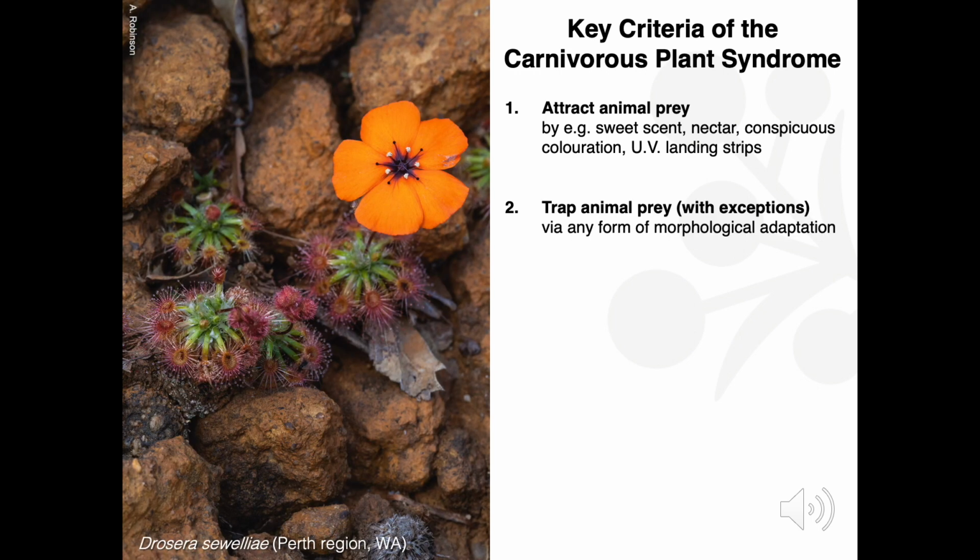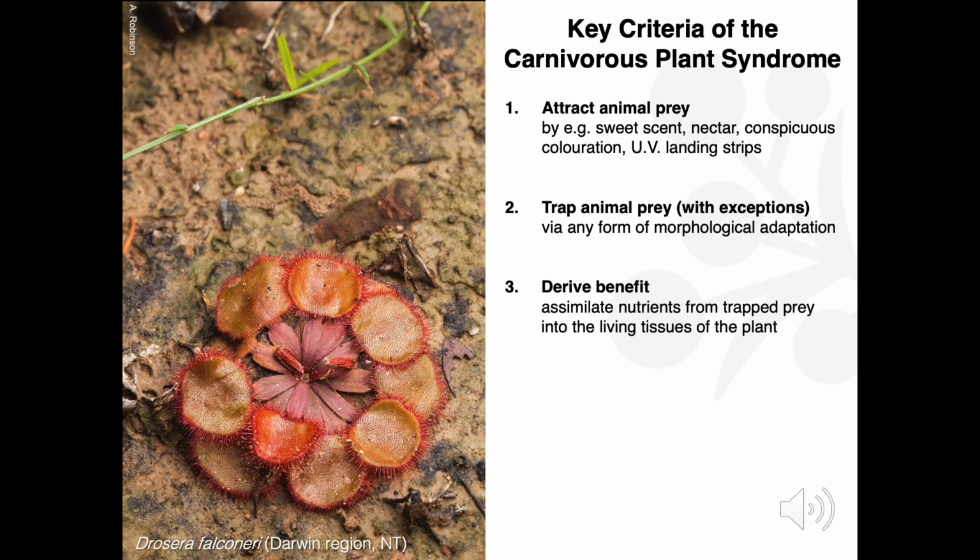They need to trap prey, something that occurs in a dizzying range of different ways, which we'll look at shortly. Trapping must directly or indirectly lead to the death of trapped victims. But why do I write with exceptions? Well, some carnivorous plants have evolved beyond carnivory to consume other things like falling leaves and detritus, while others are coprophages and consume the poop of animals, which is brilliant. And finally, three, they have to derive benefit by absorbing nutrients from the remains of trapped prey, such that the nutrients are assimilated into the living tissues of the plant.